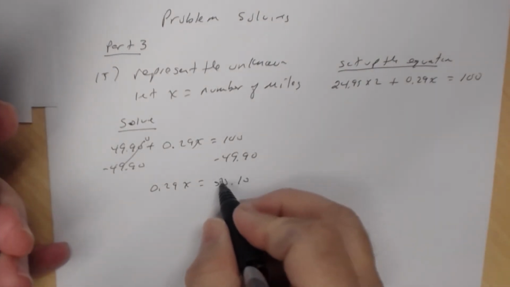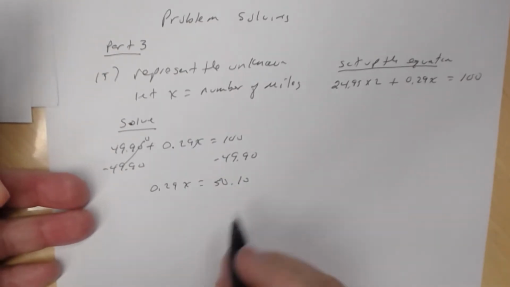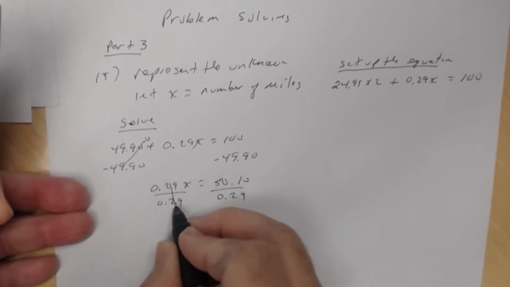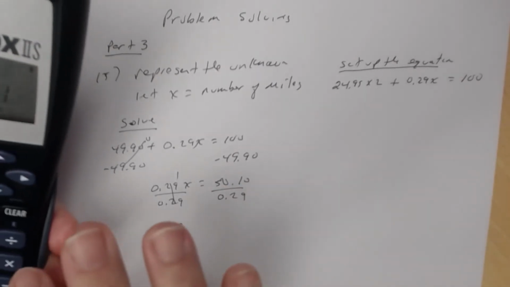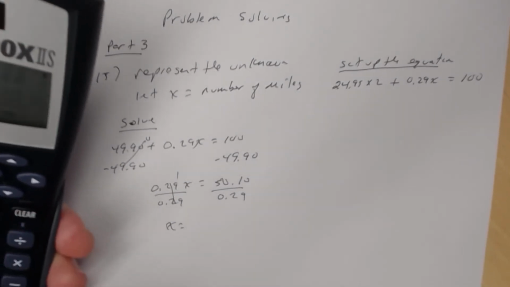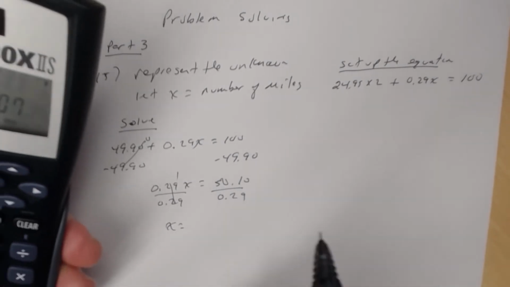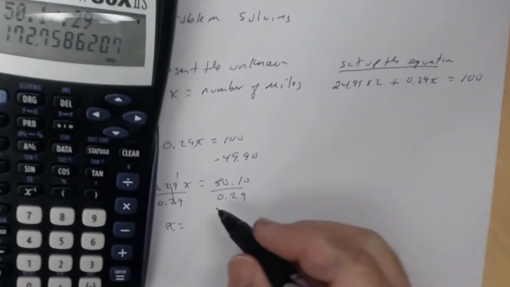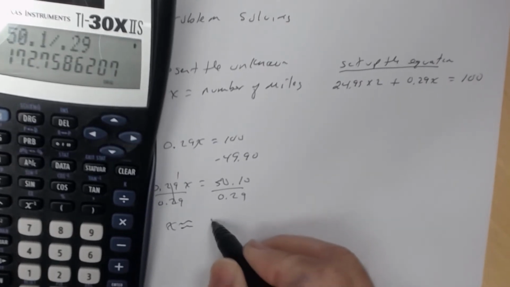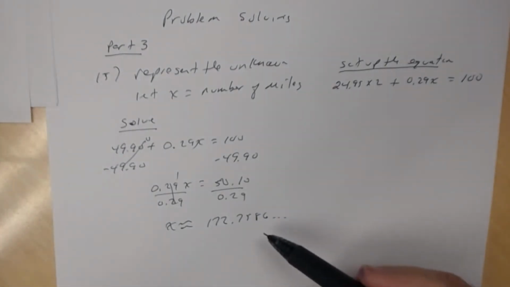$50.10. To solve for x, the number of miles I can drive, I'm going to divide both sides by 0.29. So x equals 50.1 divided by 0.29. I'm going to approximate this. I get approximately 172.7586 and so on. That's what my calculator gives me.